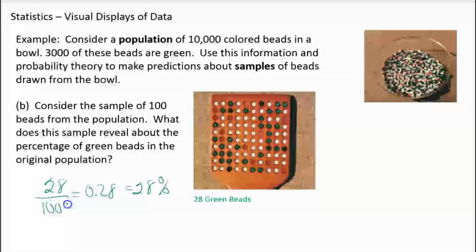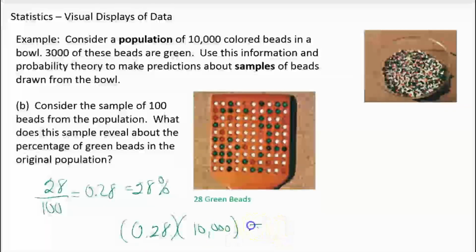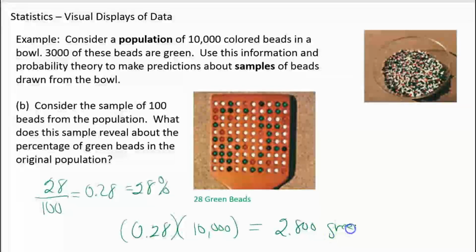Now, how would we estimate the population for this? Now, we know there's 3,000 in the population, but we're assuming we don't know this. And we're trying to see if this gives us a good estimate. So if I take 0.28, or 28% of 10,000, that's the total beads in the bowl, then you would get 2,800 green beads.